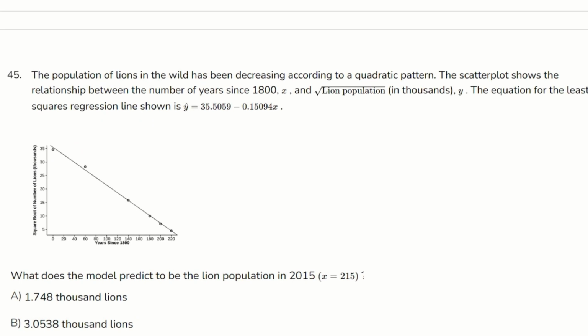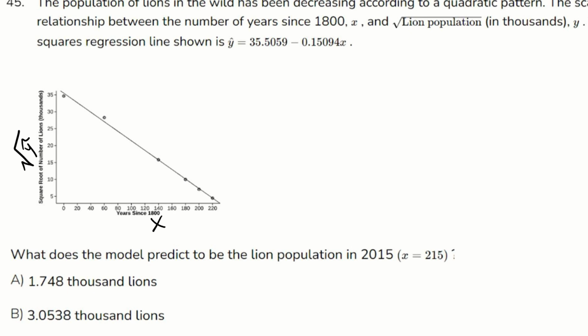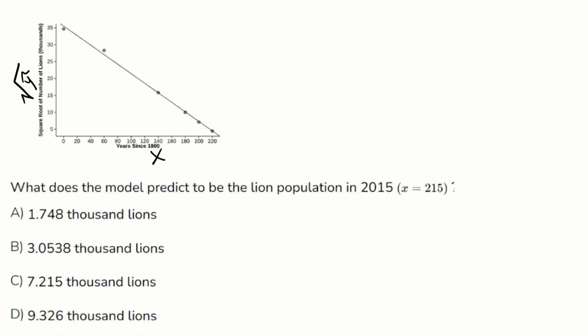Let's see, the population of lions in the wild has been decreasing according to a quadratic pattern. The scatter plot shows the relationship between the number of years since 1800 and the square root of the lion population. The equation for the least squares regression line is shown: 35.5059 minus 0.15094x. All right, so we got the square root. This is the square root of the lion population here. So the square root of y hat versus x. All right, so here, what does the model predict to be the lion population in 2015? Which means that x is equal to 215.